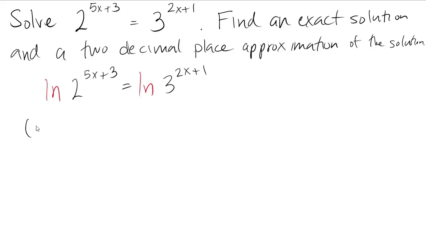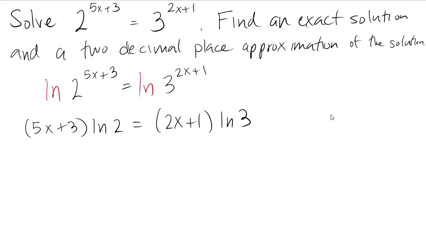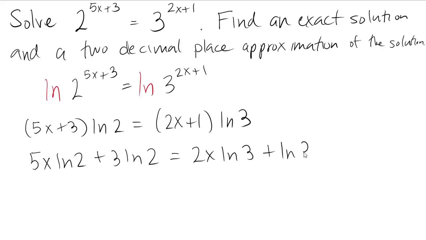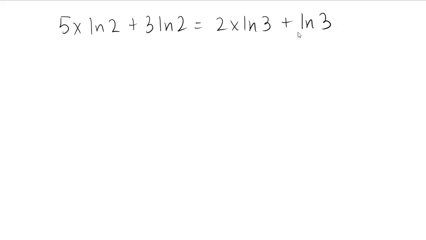This allows me to bring the exponents down, so I get 5x plus 3 times the natural log of 2 equals 2x plus 1 times the natural log of 3. Now we distribute and we get 5x times the natural log of 2 plus 3 times the natural log of 2 equals 2x times the natural log of 3 plus the natural log of 3. If you weren't able to get to this point, pause the video now and see if you can solve it from here. We want all of the x's on one side, so we're going to subtract 2x times the natural log of 3.